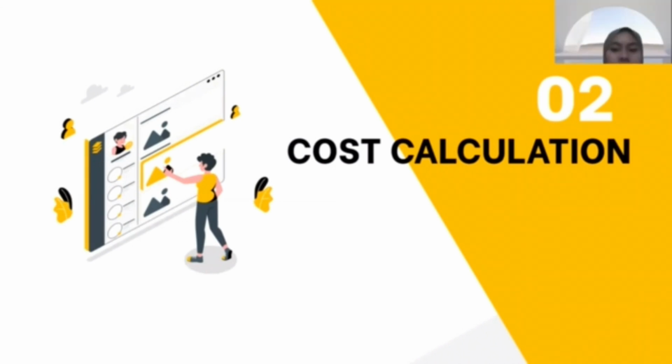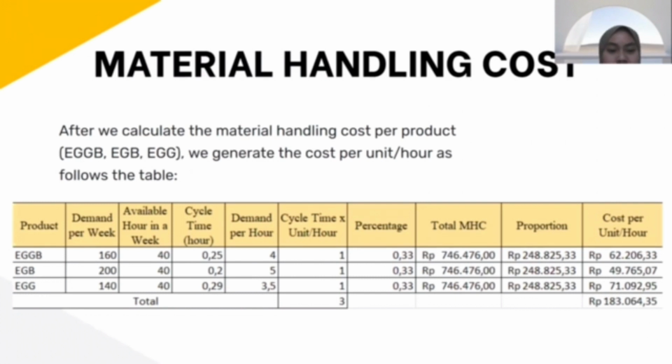This is section 2, which is called cost calculation. The first one is material handling cost. After we calculate the material handling cost per product, for our products AGGB, AGB, and AGG, we generate the cost per unit per hour as shown in the table. So the total is 183 rupiah.